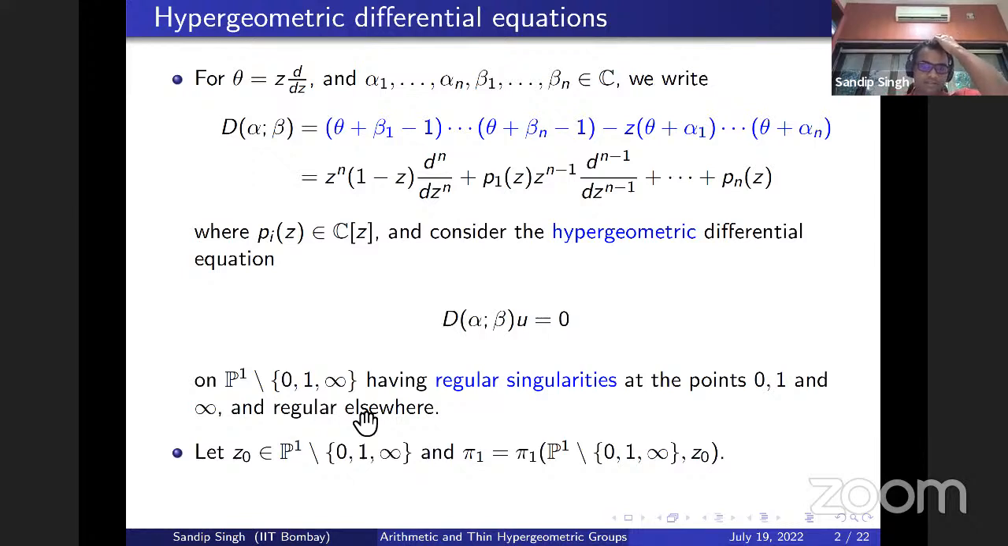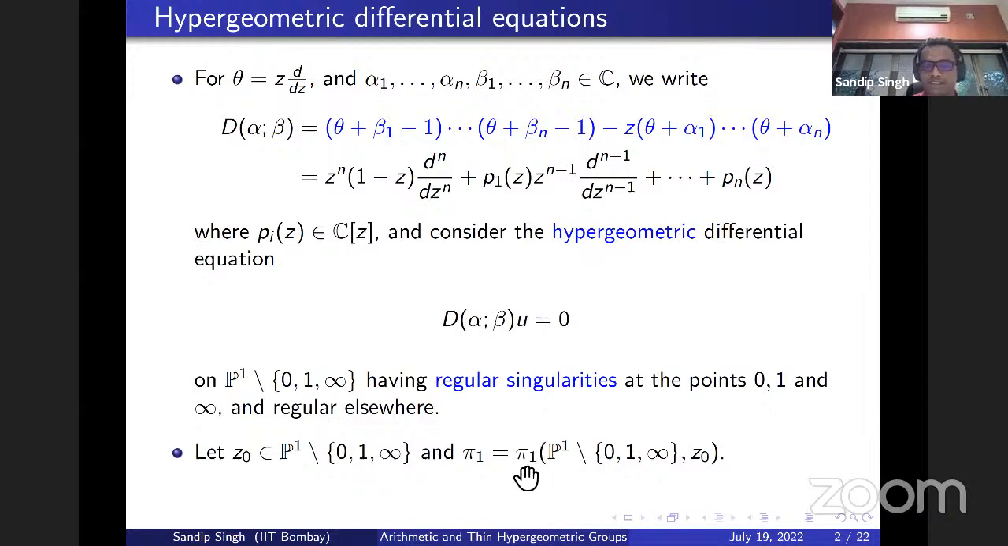Now let us fix a point Z0 in P1 minus 0, 1, infinity, and suppose pi1 denotes the fundamental group of P1 minus 3 points based at Z0. So we all know that this pi1 is basically the fundamental group of C minus 0 and 1, and that is the same as the fundamental group of the figure 8, which is a free group on 2 generators, right?